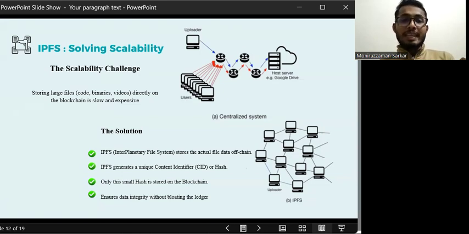For this, IPFS is used. IPFS, the InterPlanetary File System, is used for low cost, and it ensures speed.